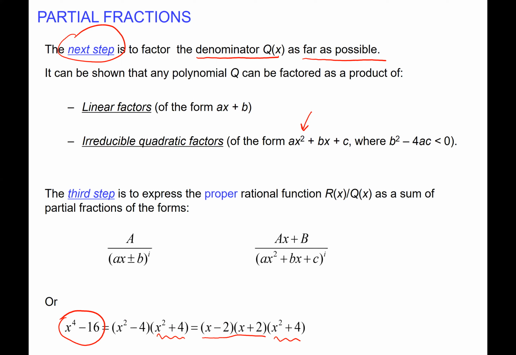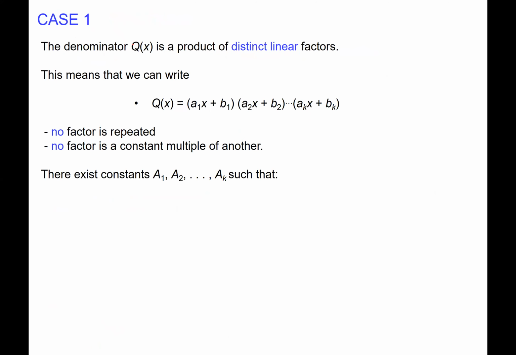That's what we will do. We may end up with linear factors, or we may end up with an irreducible quadratic. But that's always the next step. Check if the function is proper, and now factor out the denominator. And now let's see. Case 1, finally.